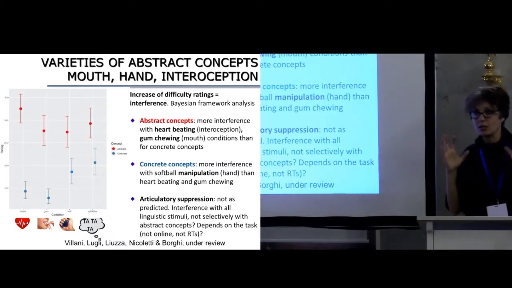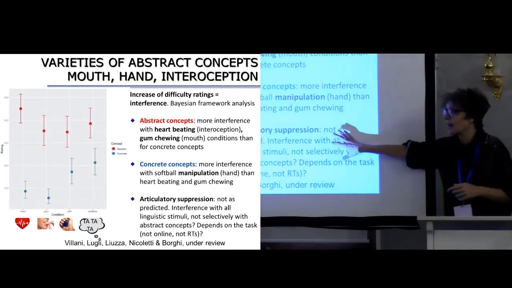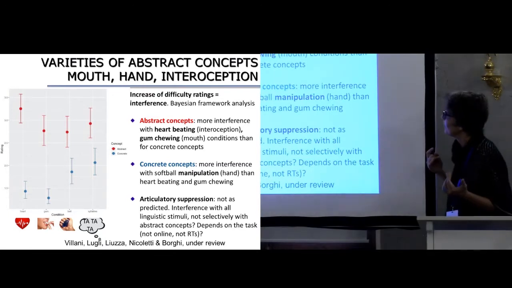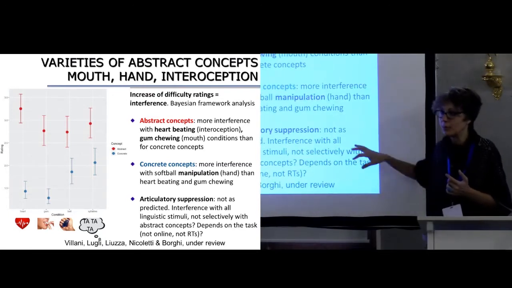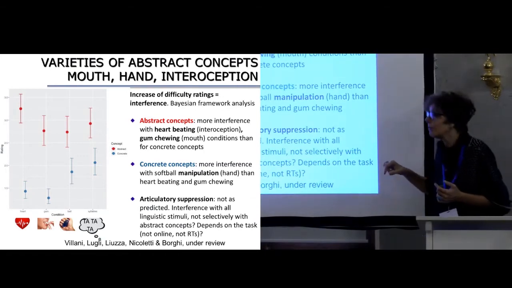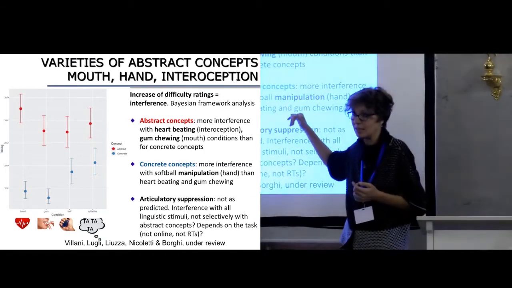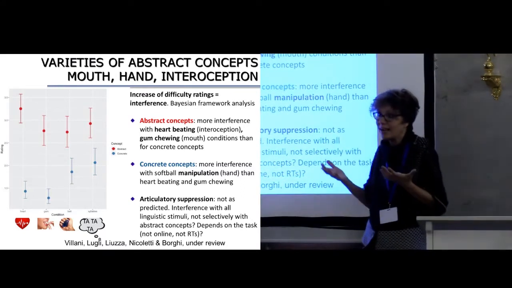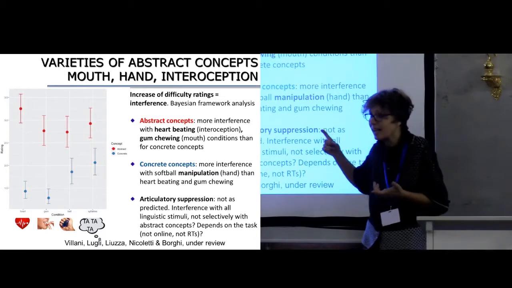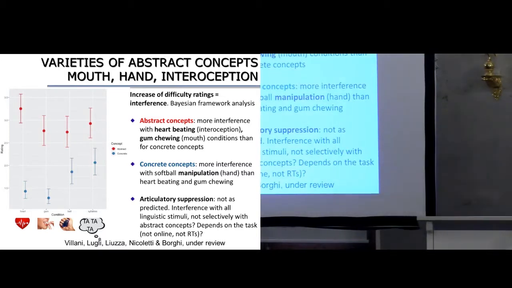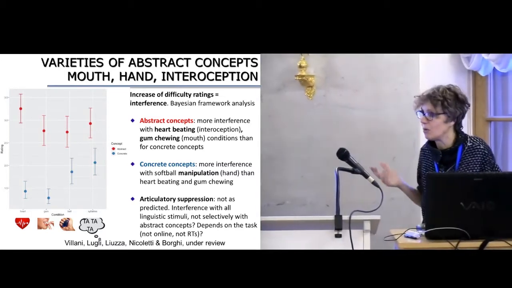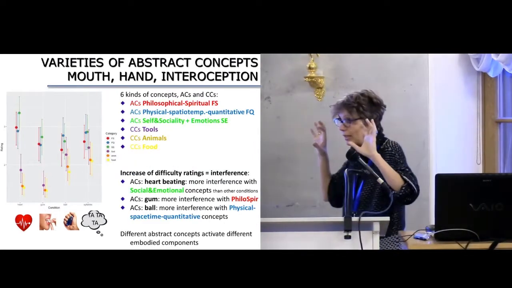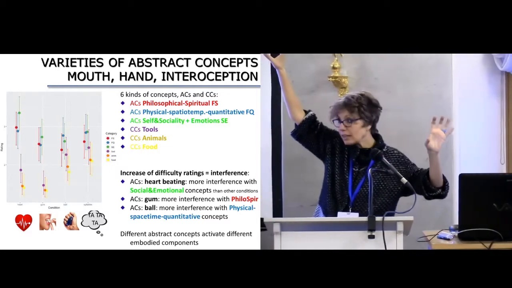What was not as predicted was the articulatory suppression. We found an increase of difficulty ratings with articulatory suppression, both with the concrete and with abstract concepts. We don't know why. We think that it's possible that it depends on the task. It's not an aligned task. They have time to decide. We took response times, but the task is a simple evaluation task. That's a possibility.